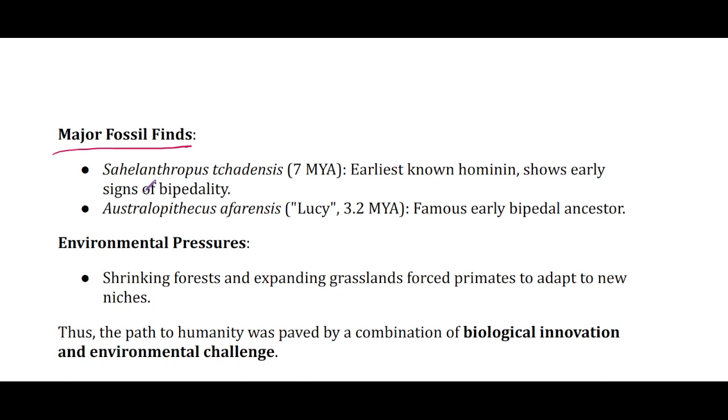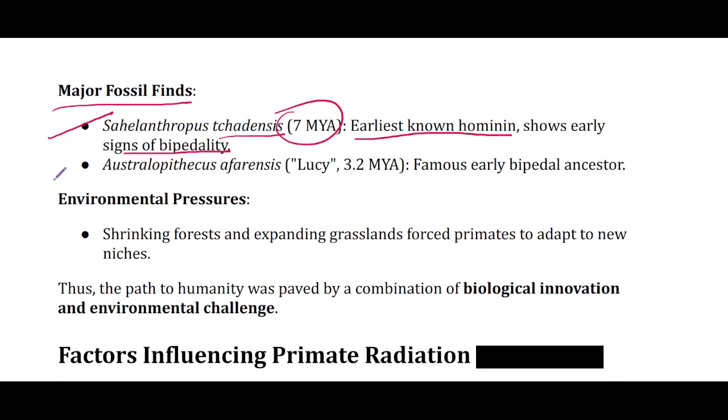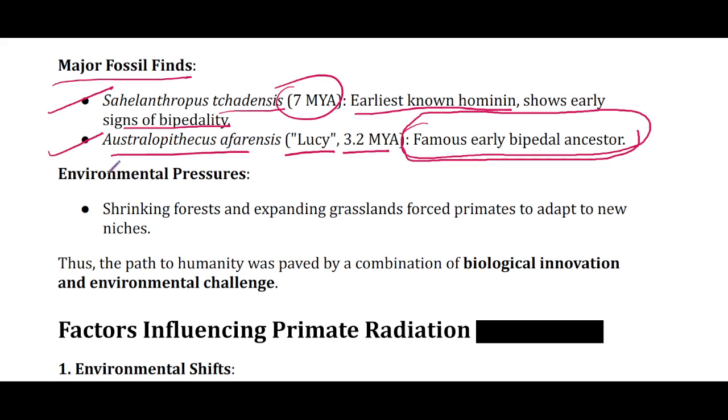Here, major fossils. First, Sahelanthropus chadensis around 7 million years ago, which is the specimen of earliest known hominin, which show early signs of bipedality. And the second fossil was Australopithecus afarensis, also known as Lucy, which was found around 3.2 million years ago. It was the first recognized or first scientifically tested fossil of early bipedal ancestor.